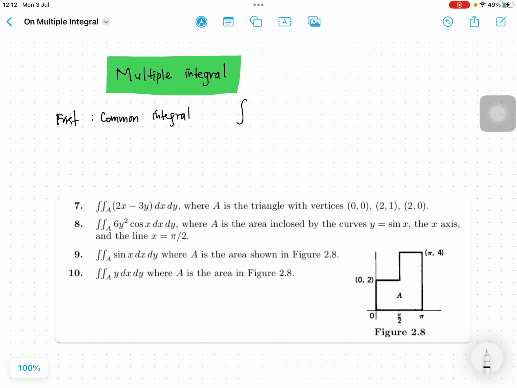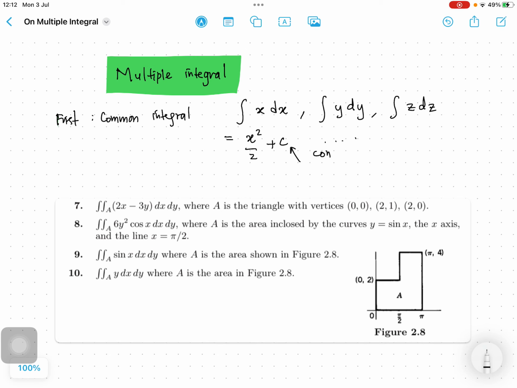You only have one integral notation. Let's say your function is x and you have to integrate over x. Or similarly, you have y dy or z dz. It's just a matter of integral. So if you solve this, you get x squared over 2 plus c. Similarly for the rest. And your c here is the constant of integration.